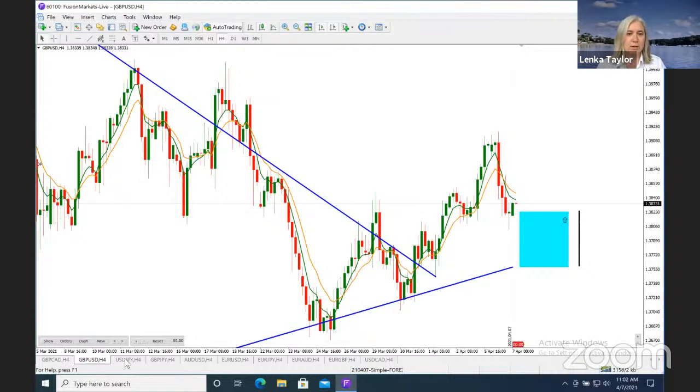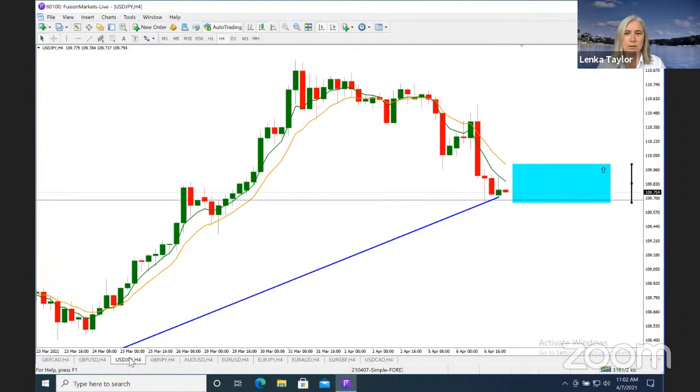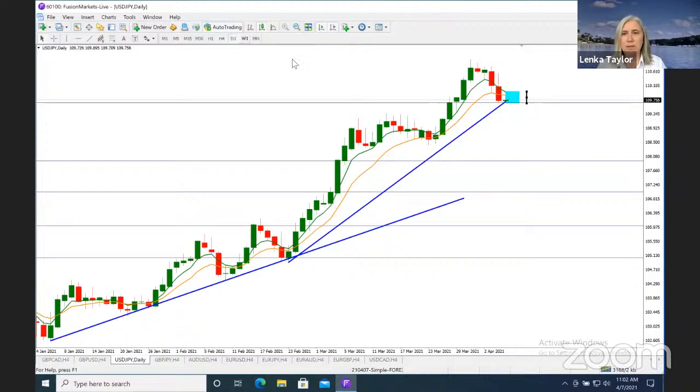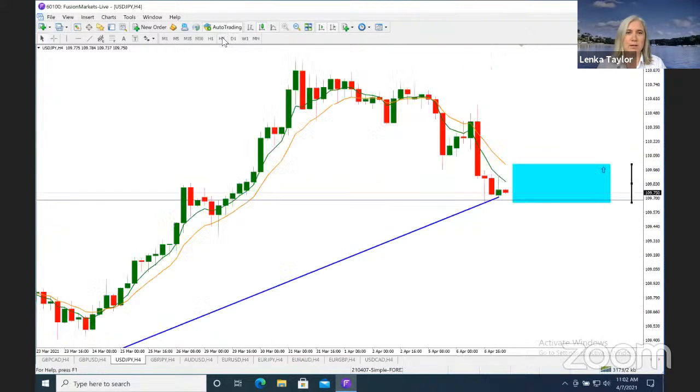The next chart I'm going to have a look at is the USDJPY. So here I'm looking at a long position just at that horizontal support line. At the moment it's going sideways, so just seeing if there is going to be any bullish price action there, and would still be looking to enter a long position on that pair.